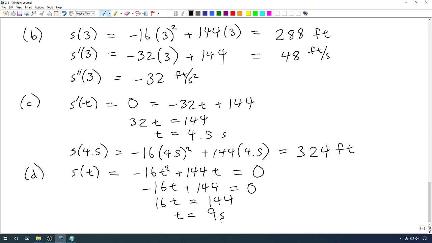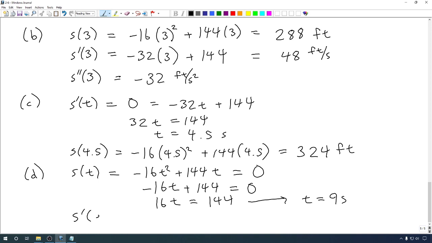So after 9 seconds. So since I don't want to make another page, let's go ahead and move this over to the side, because we have to solve one more last statement. But basically, it's going to hit the ground again after 9 seconds. 9 seconds after we launched it, at least. Now, that's not what they're actually asking. They're not asking when does it hit the ground. They're asking how fast does it hit the ground. So we're going to have to take this 9 seconds, and plug it into our velocity function.